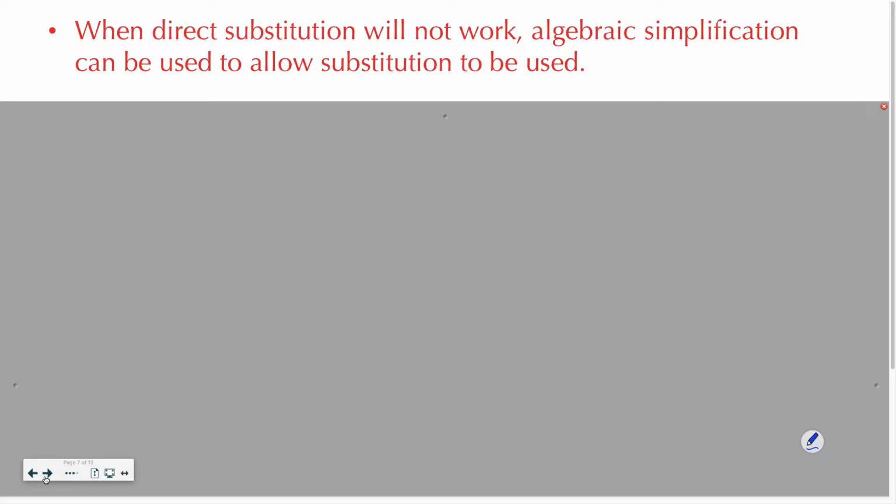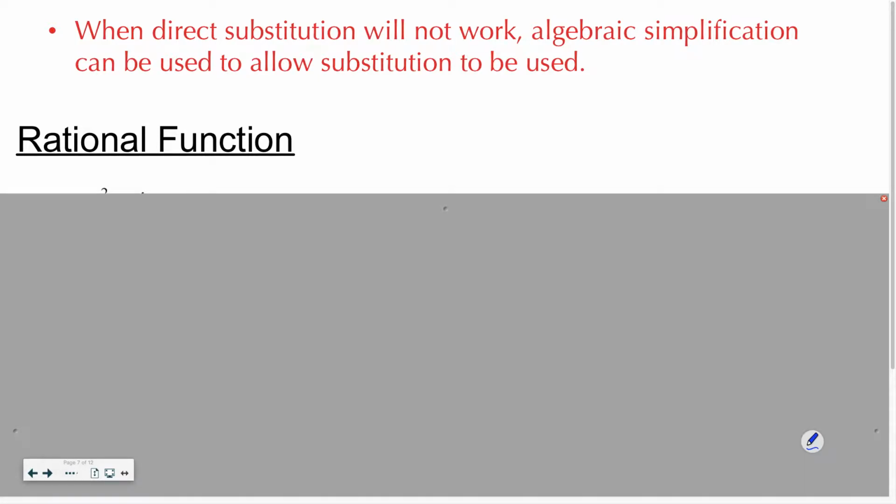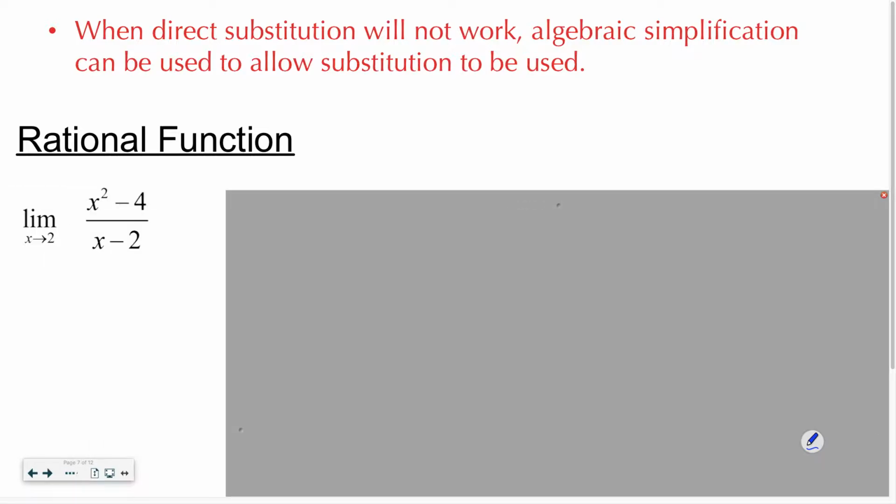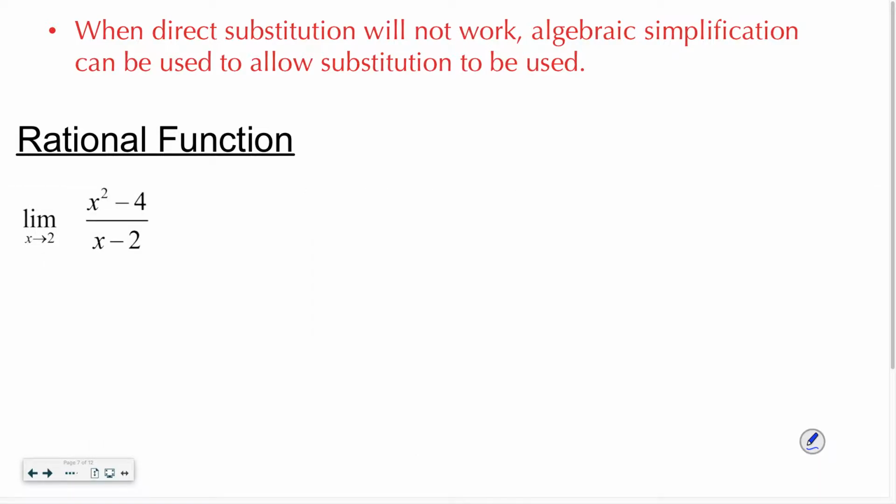the first thing I want to talk about would be a rational function. Okay? I've been saying, as long as the denominator is not 0, as long as the denominator is not 0, well, what if the denominator is 0? Not screwed. Write this down.